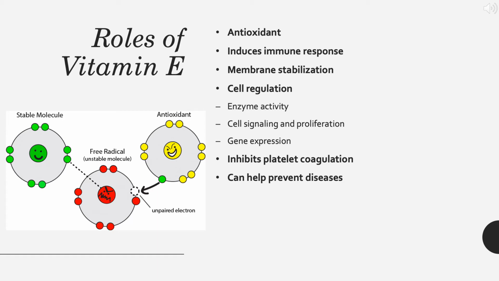And then vitamin E also induces the immune response through gene expression, which I'll talk about a little bit later. It also increases membrane stability and helps with cell regulation, including enzyme activity, cell signaling, and cell proliferation, and also gene expression. And then vitamin E inhibits platelet coagulation, and it also can help with other diseases like cardiovascular related diseases. I found conflicting information about that, but I'll get into that a little bit later.